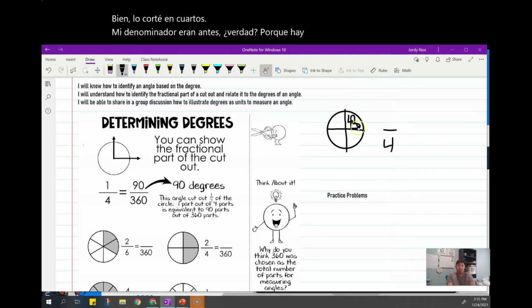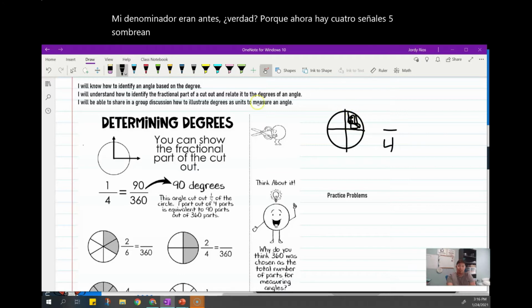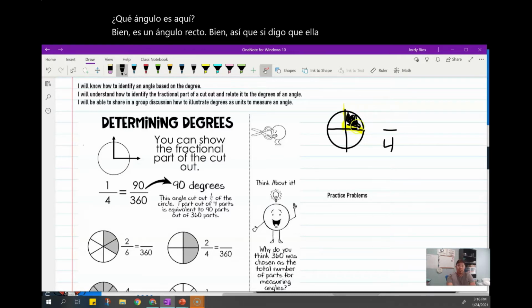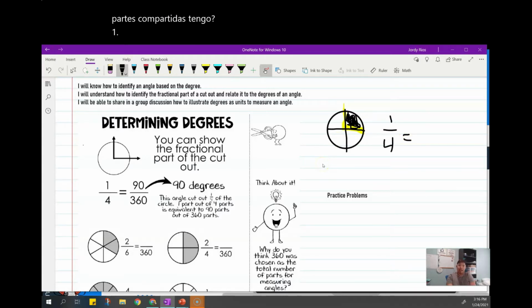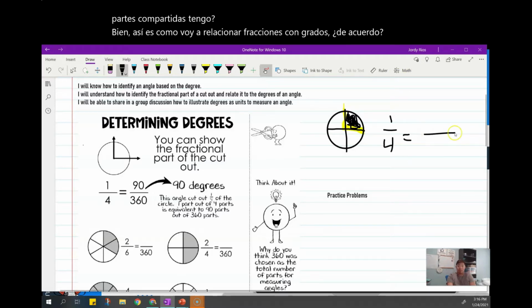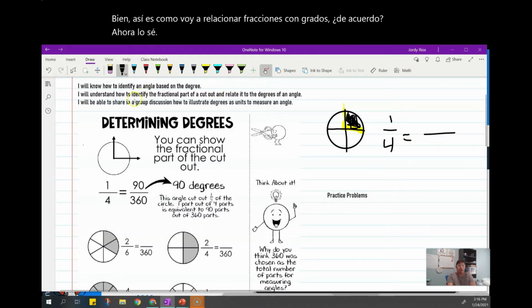Now if I shade this in, what type of angle is this right here? What type of angle is it right here? Good, it's a right angle. Okay, so if I shaded this in, how many shaded parts do I have? 1. Okay, now this is how I'm going to relate fractions to degrees, okay? Now I know that there are how many degrees in a circle? Good, 360. That is something you need to know, okay?